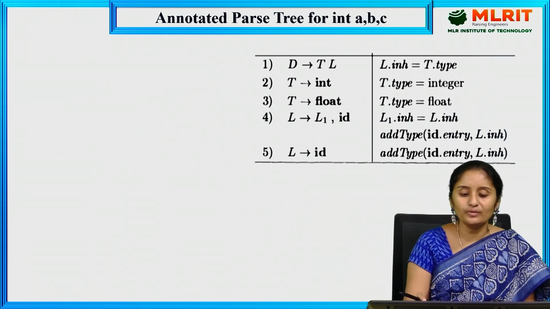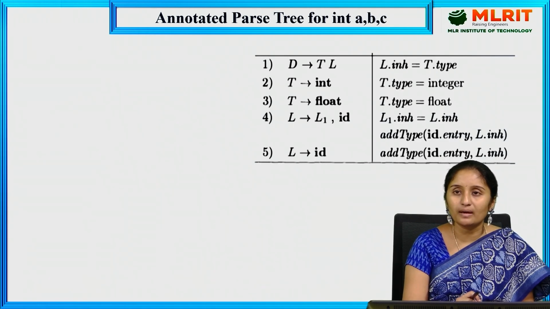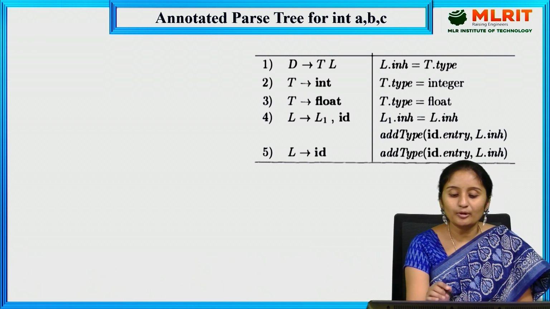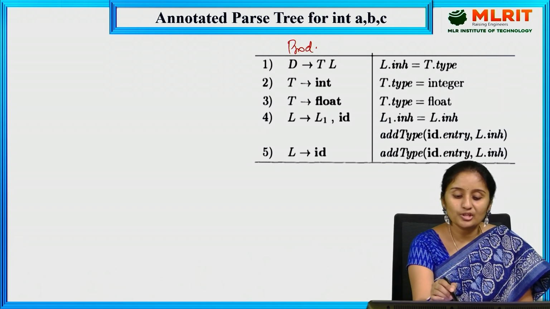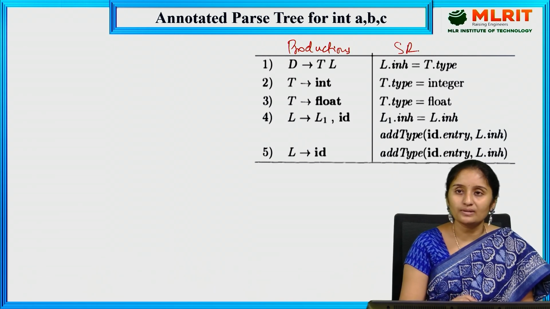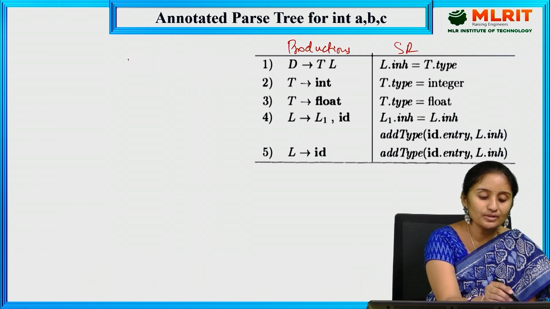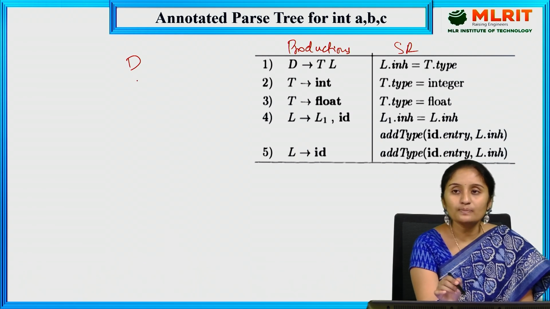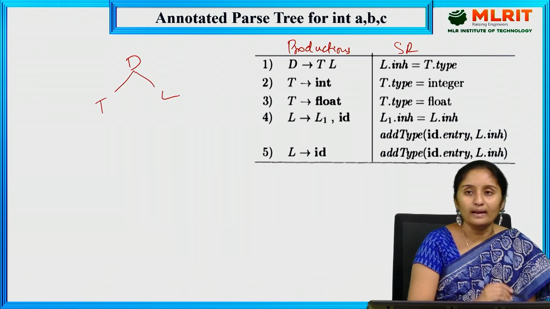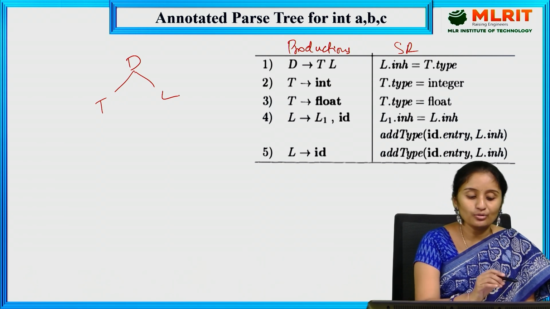So let's go for the next example, int a comma b comma c. Here a few productions are given, along with semantic rules or semantic actions. Let us take the first one, D. D is my start symbol. D produces T L. So here T is there.